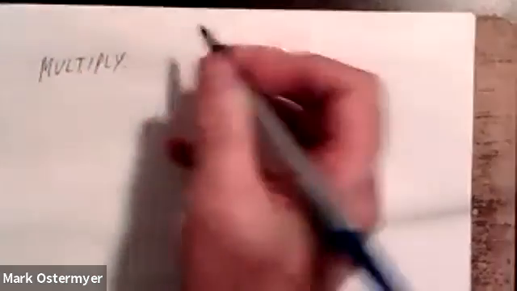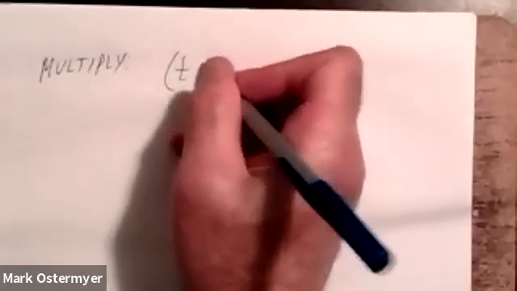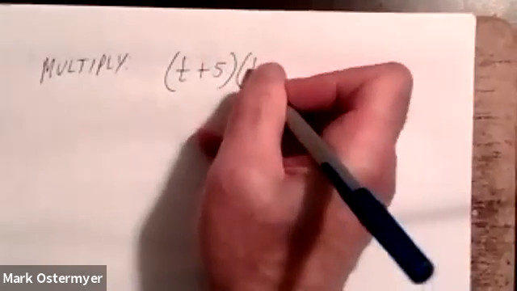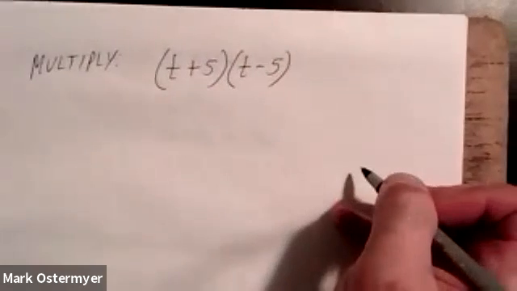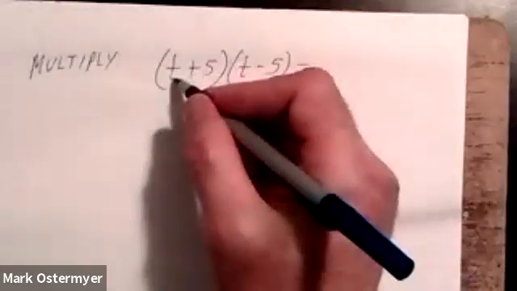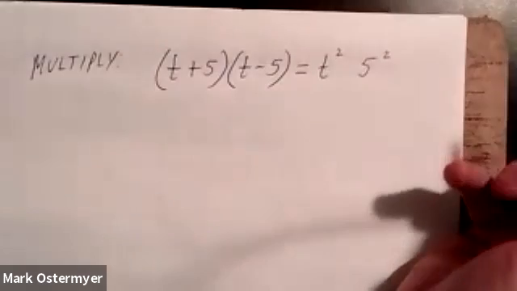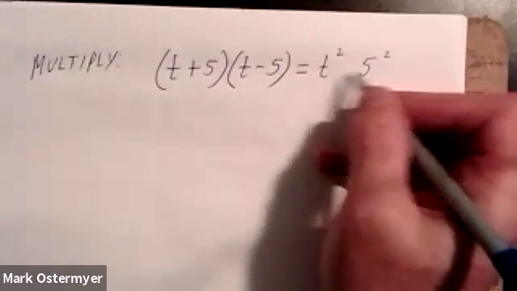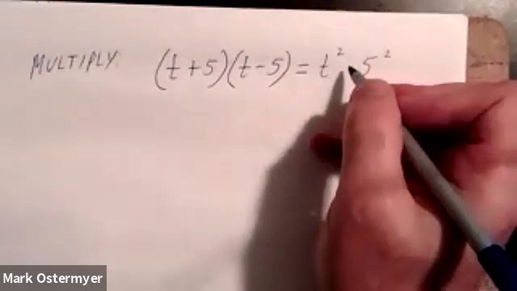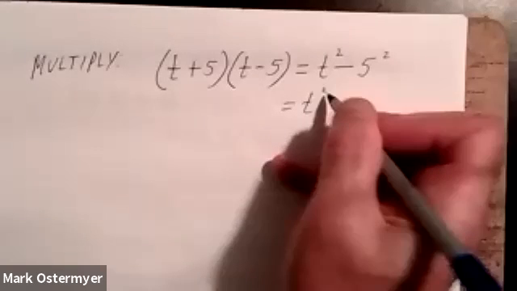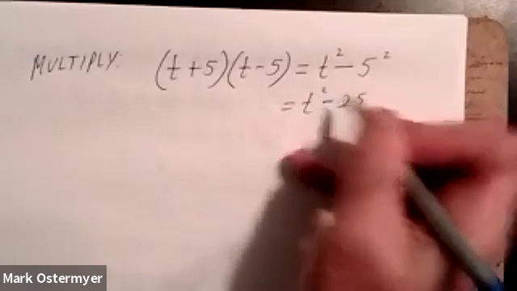All right, so they've got to be conjugates. So let's see here, multiply. If I've got t plus 5 times t minus 5, are these conjugates? Yes. So we can use our pattern. We just have to square our first term, square our last term, and place a what sign between them? Minus. Always a minus sign. So we have t squared minus 25. That is the product of these conjugates.